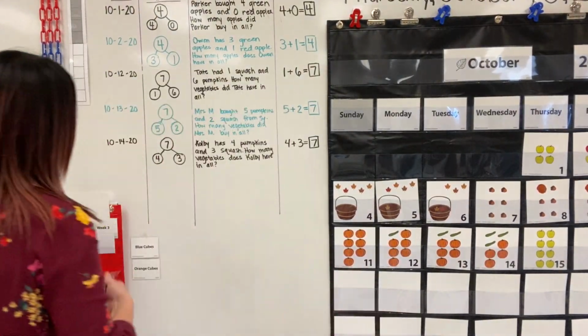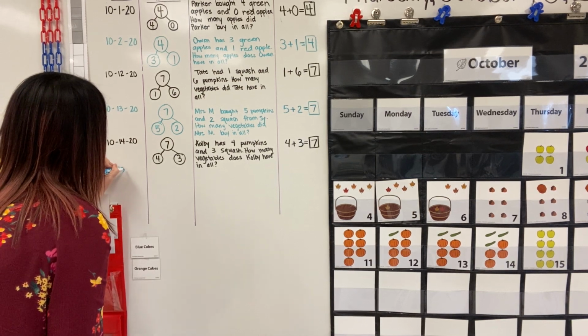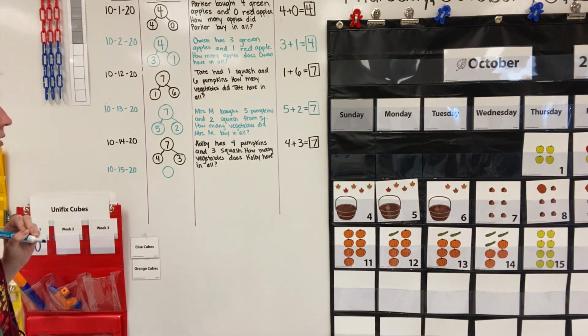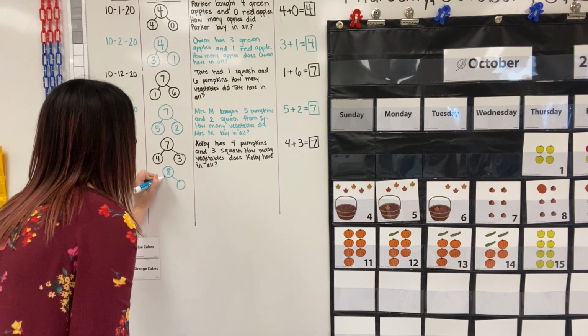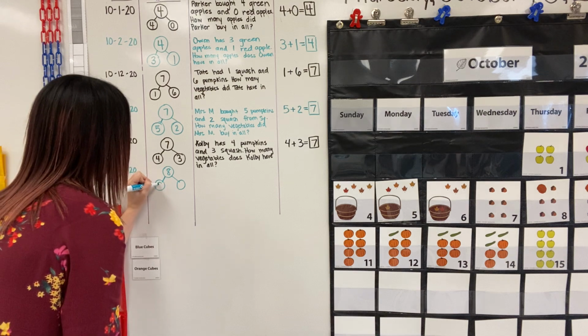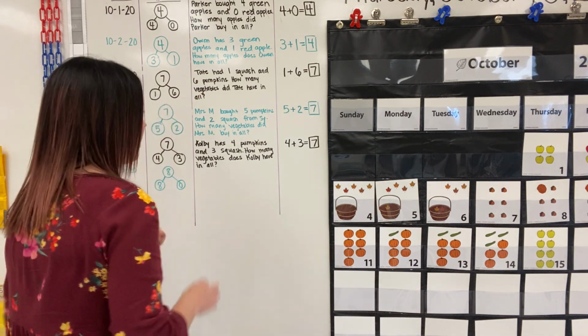Okay, so today is 10-15-20. How many apples were in the whole picture? 8. Good. And we had red apples and green apples. How many of our apples were green? 8 of them were green. And how many of them were red? 0 were red. Very good.